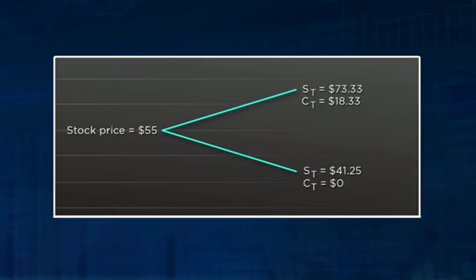Recall that the exercise price in the option, let's say it's 55. Thus, at expiration, the option is going to be worth what? Well, if the price goes up to $73.33 with a strike price of 55, it's going to be worth $18.33 if the price goes up. But if the price goes down to $41.25, it's out of the money, it's worth nothing.